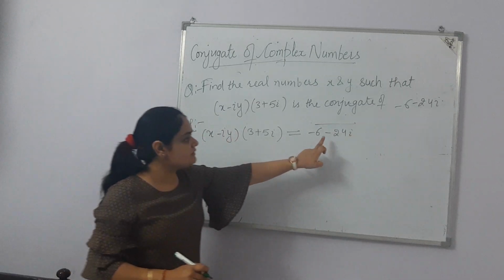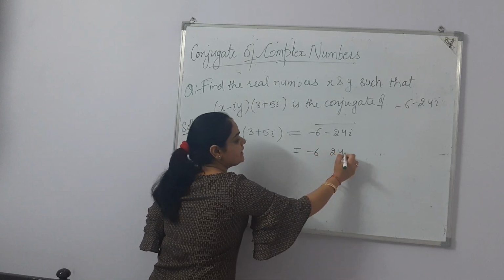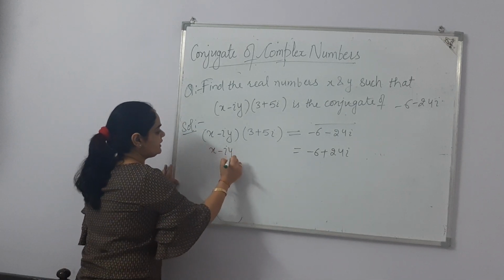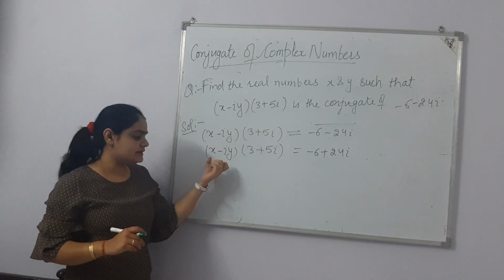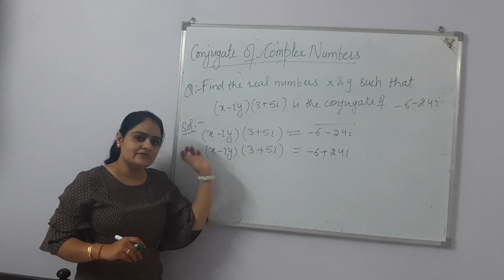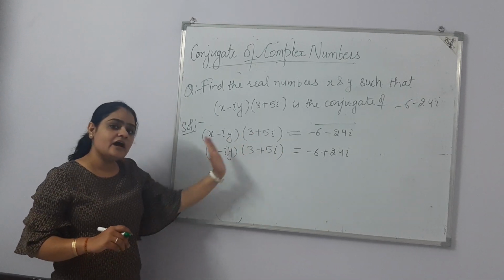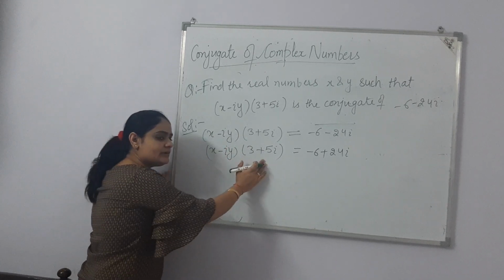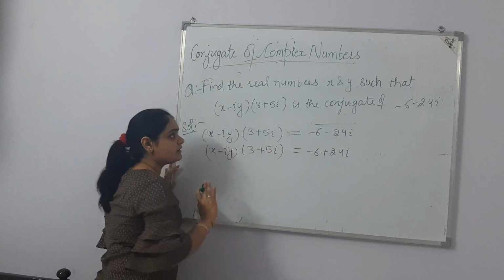So conjugate means the in-between symbol will be changed. Minus 6 will remain as it is, minus 6, 24 iota, and the in-between minus sign will change into a positive sign. So here it is, x minus iota y times 3 plus 5 iota. Now there are 2 ways to solve this question. Either we can just multiply x minus iota y with 3 plus 5 iota, and then equalize. Yesterday in the previous video we learned how to equalize 2 complex numbers. So this is the very first solution. We can directly multiply it and then equalize the complex numbers.